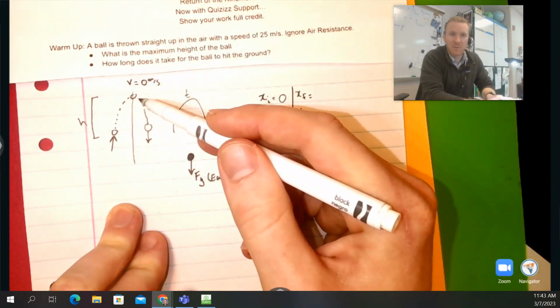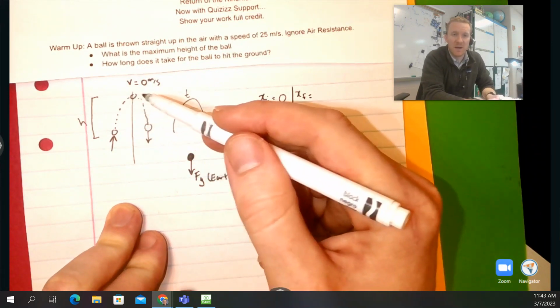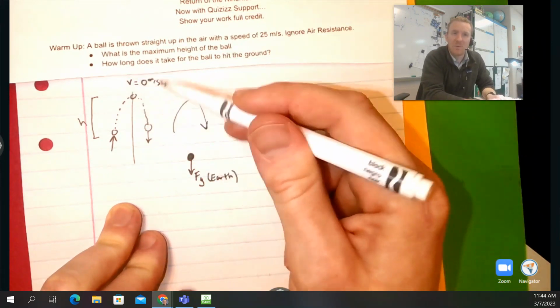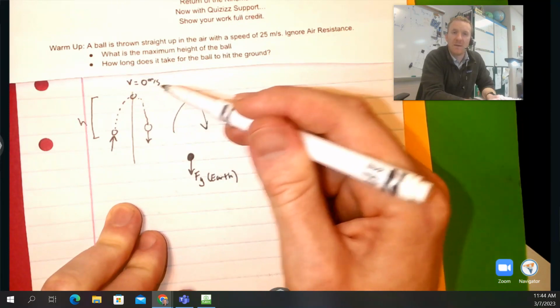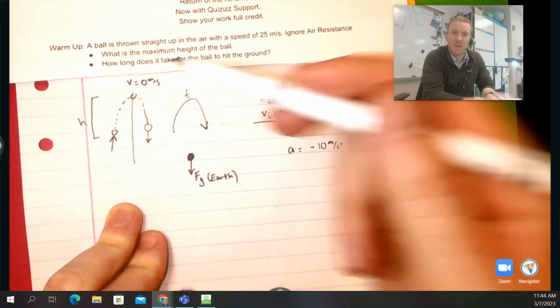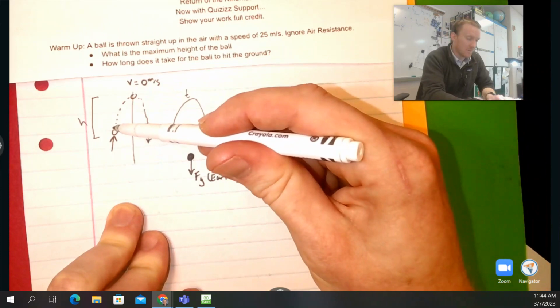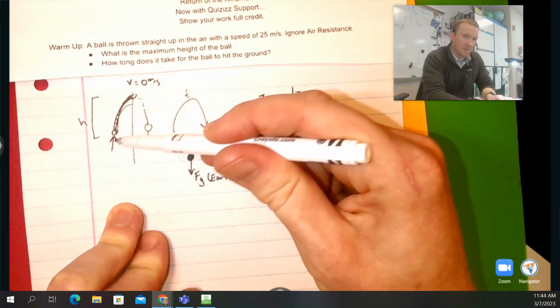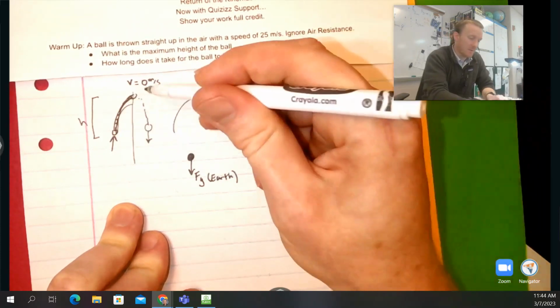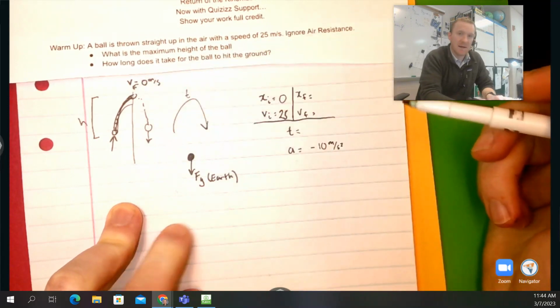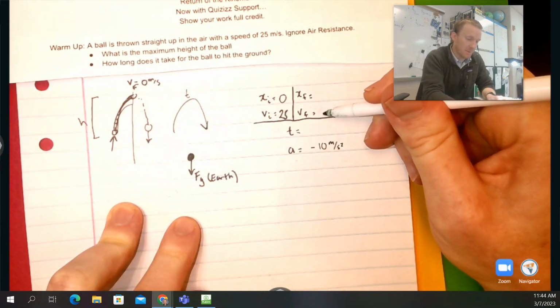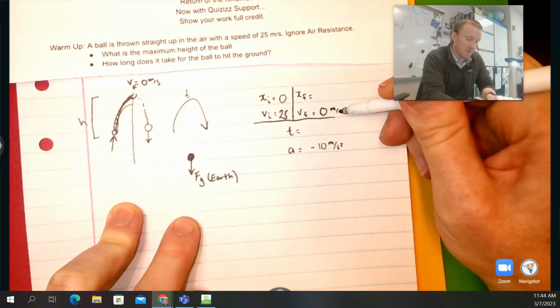This is just for a moment. It's just the moment between when it's moving up and when it falls back down. There's this brief moment in time at the highest position where its velocity is 0. So if we're thinking about this first chunk, our initial velocity was 25, and our final velocity at that height is going to be 0. So I'm going to put that here, 0 meters per second.